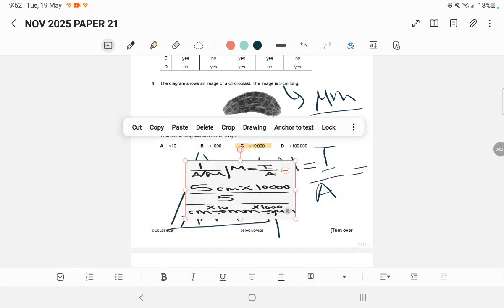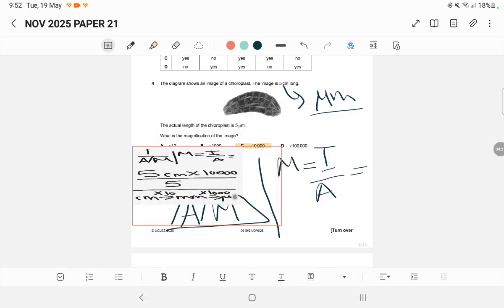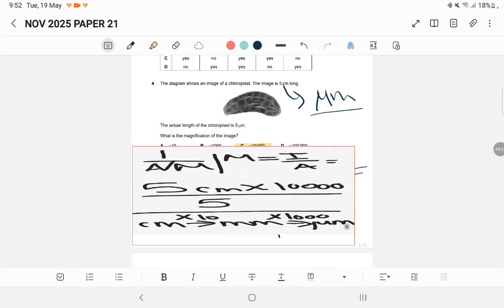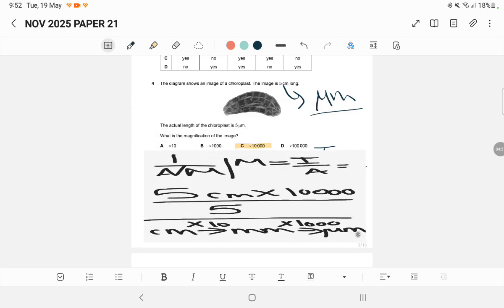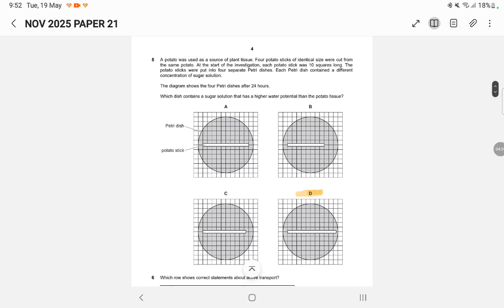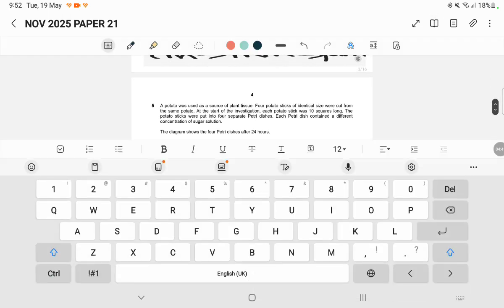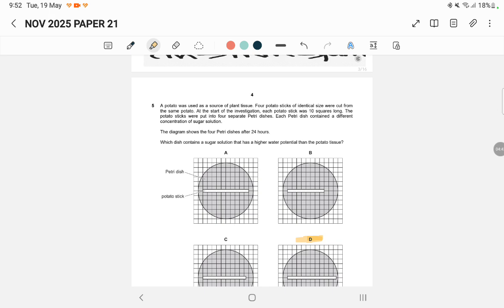Yeah, this one like this, and like that, like that, and like that. Okay, now moving on to the next question. Question number 5. Well, number 5 looks to be tricky, but it actually is nothing.